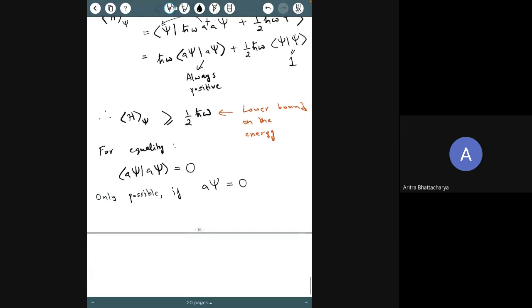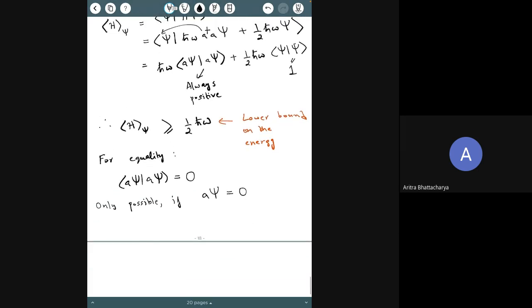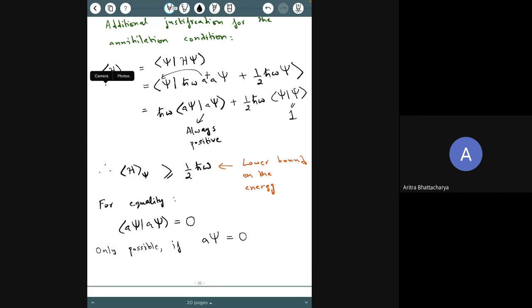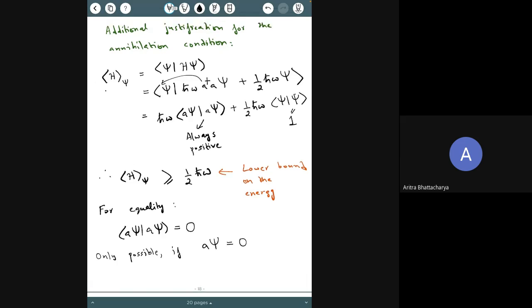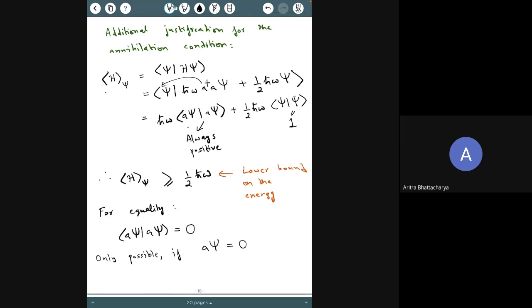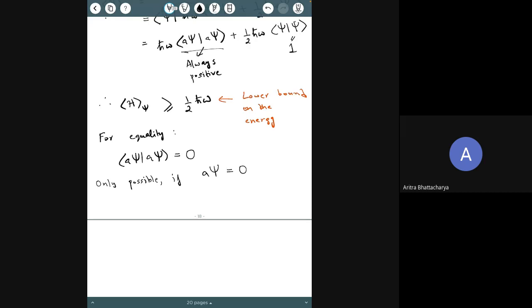So the energy we can always obtain as an expectation value of the Hamiltonian, and we see that because we have this plus half h cross omega term, that will never go away. So that is the minimum energy of the system. And in order to attain that minimum energy, this first term, which is the A psi overlap, will have to be 0. And because this is just an overlap, a square term, the A psi itself has to be 0. So this is something that the operator A must satisfy.